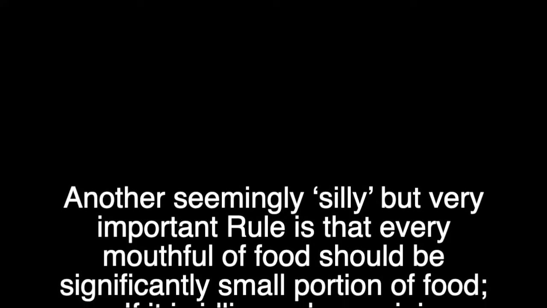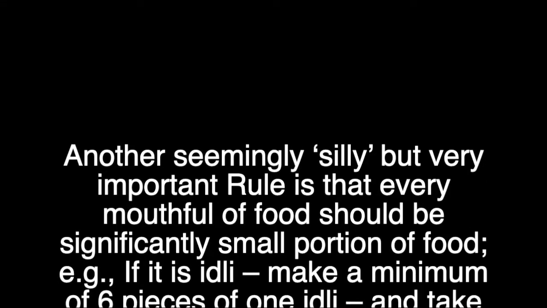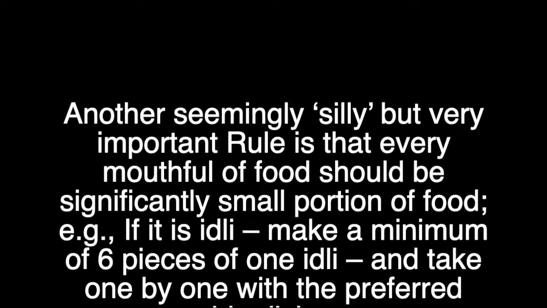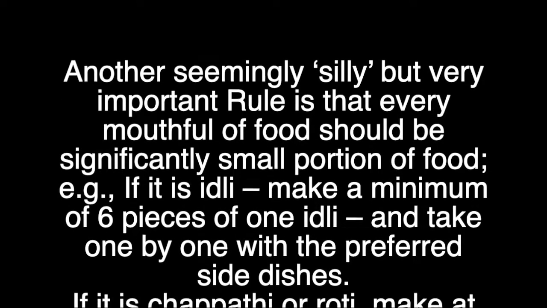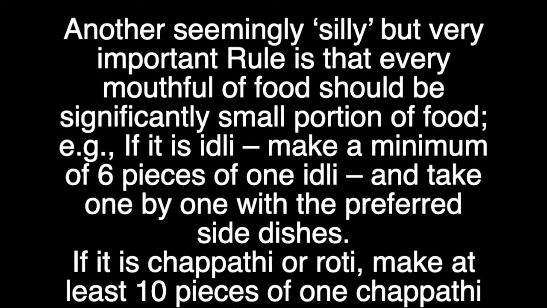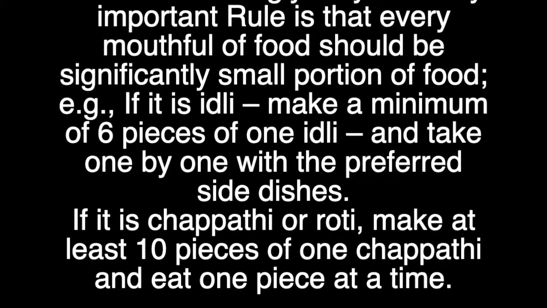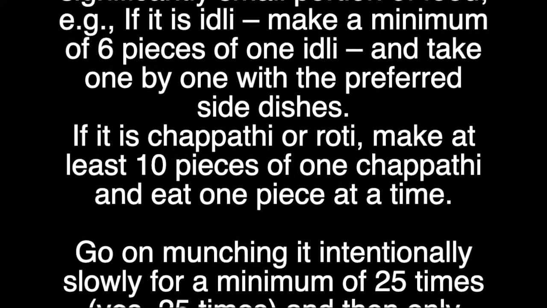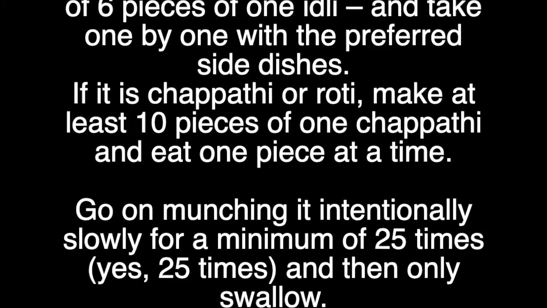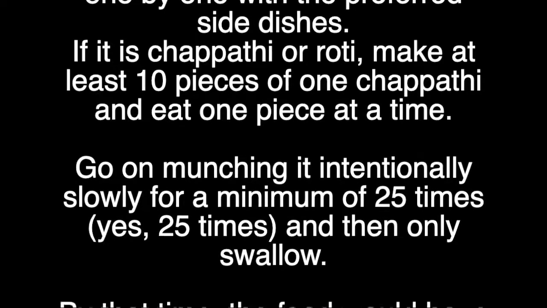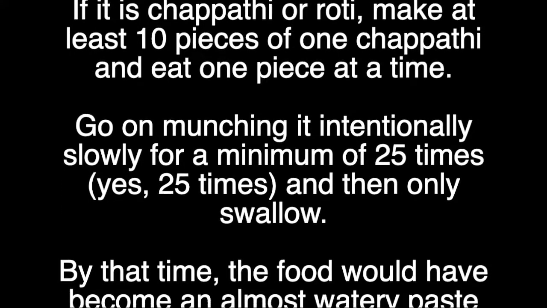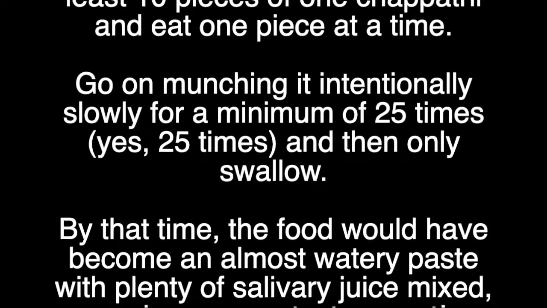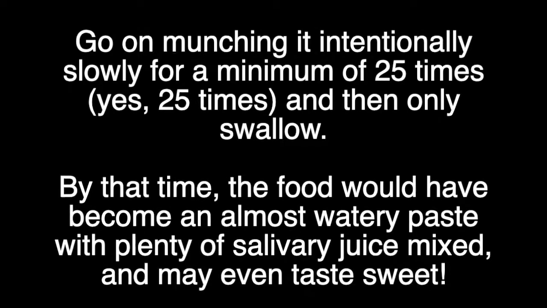Another seemingly silly but very important rule is that every mouthful of food should be a significantly small portion of food. Example, if it is idli, make a minimum of 6 pieces of one idli and take one by one with the preferred side dishes. If it is chapati or roti, make at least 10 pieces of one chapati and eat one piece at a time. Go on munching it intentionally slowly for a minimum of 25 times. Yes, 25 times. And then only swallow.